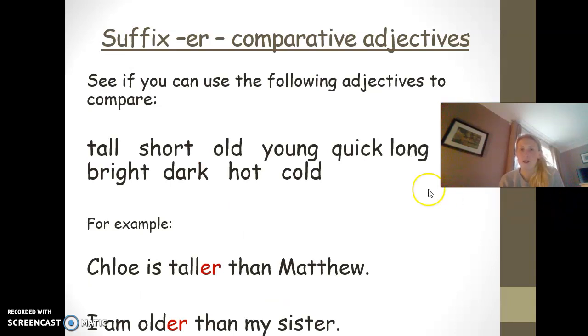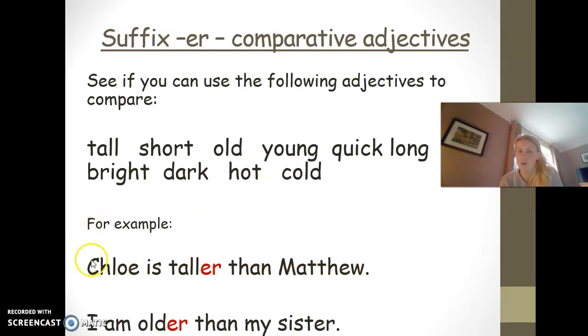Okay. Can you use the following adjectives to compare? Now, we had one go there on that other slide. I want us to have another go with these ones, okay? We've got the words tall, short, old, young, quick, long, bright, dark, hot, cold. There is an example here. Chloe is taller than Matthew.